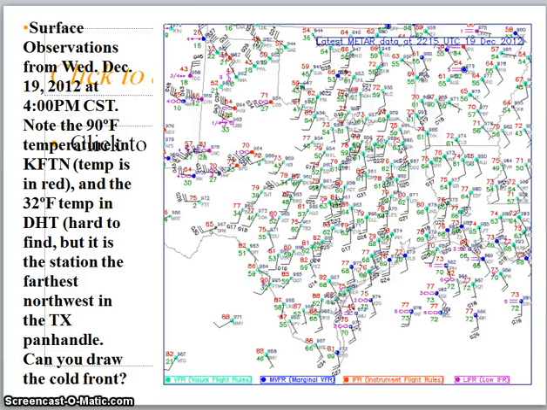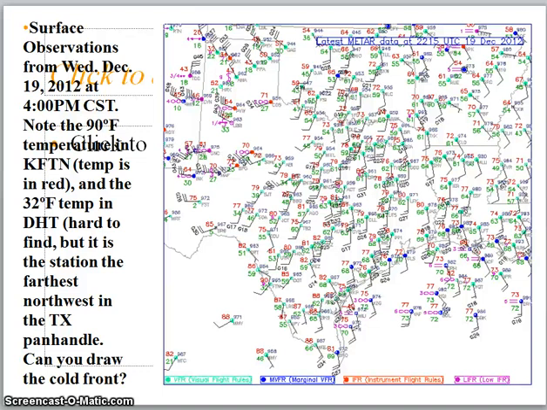On Wednesday, December 19th, 2012 at 4 o'clock p.m. Central Standard Time. That's 2 o'clock in the afternoon our time. But I want you to go down the border of Texas and Mexico and find that place called FTN that has a temperature of 90. Okay, that's kind of warm for December, I think, for anywhere in the U.S., you would agree. And then you go to the northern part of the Texas Panhandle, way up there, and you see that 32?